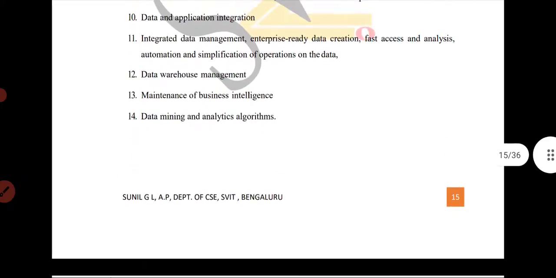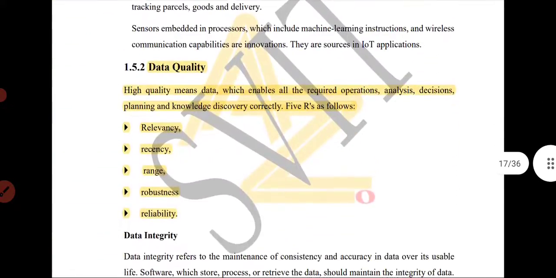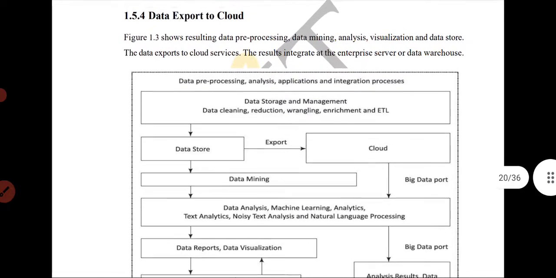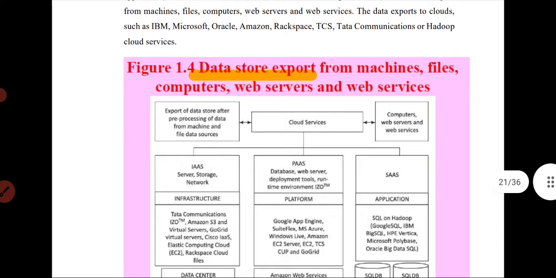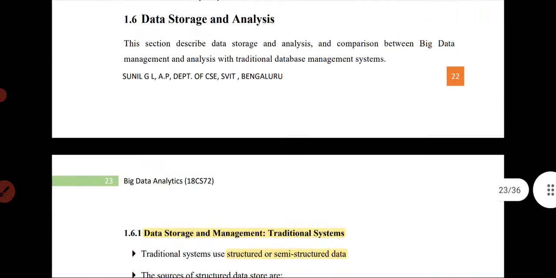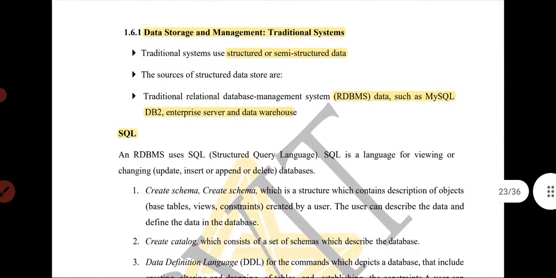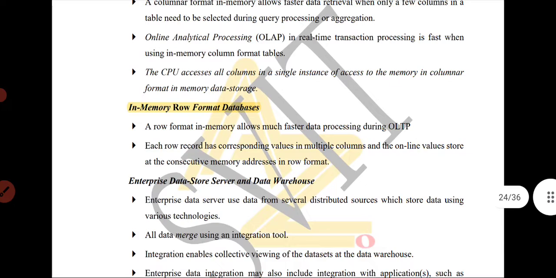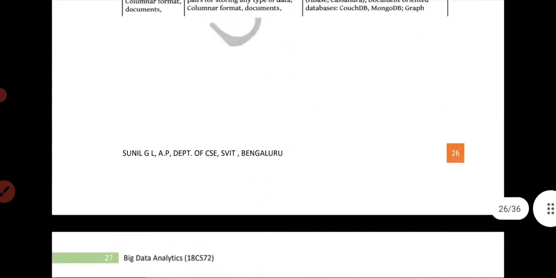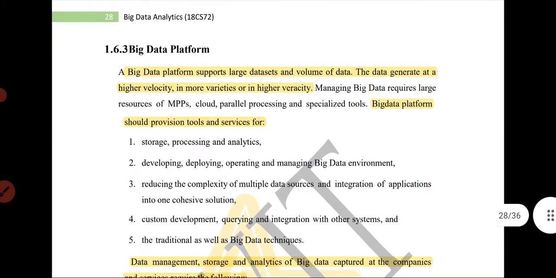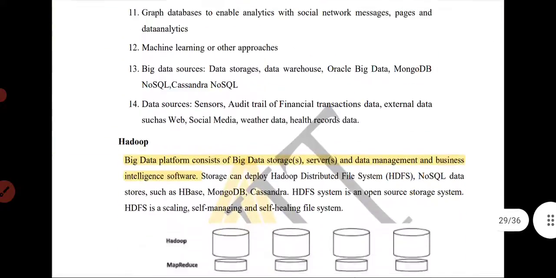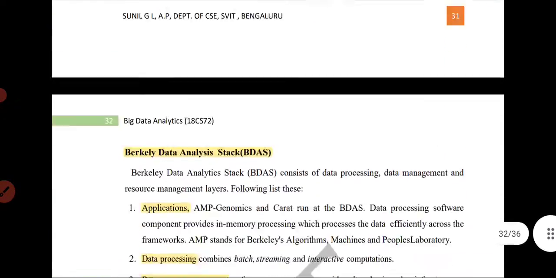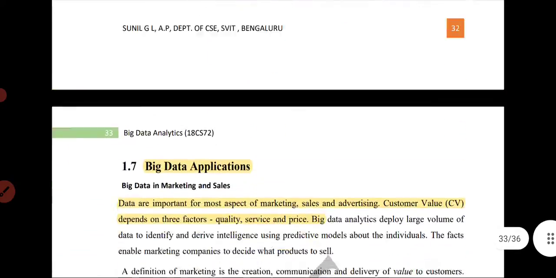And managing big data analytics, and moving on to the next concept, data quality, about how we can improve the quality of low quality data. How we can export data to the cloud, and how we can export data from machine files. And data storage and analysis. Here we compared the traditional method with big data analytics, and we learned regarding SQL, RDBMS, and NoSQL, that is big data storage. We also learned about a big data platform, how it should be and its properties, and the Hadoop file system. Then the four phases of big data analytics, the Berkeley data analysis stack, and big data applications.